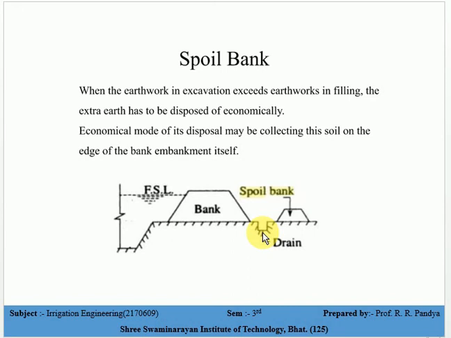So guys, today we end our lecture up to here. The next components will be described in another lecture with an example to design a most economical section of canal.